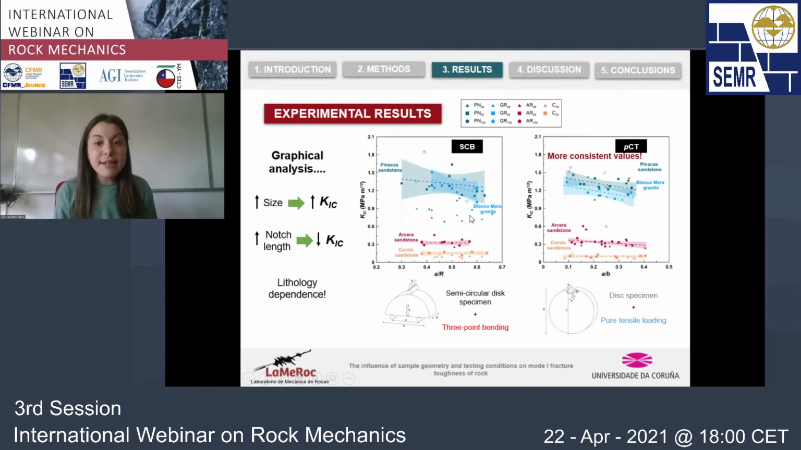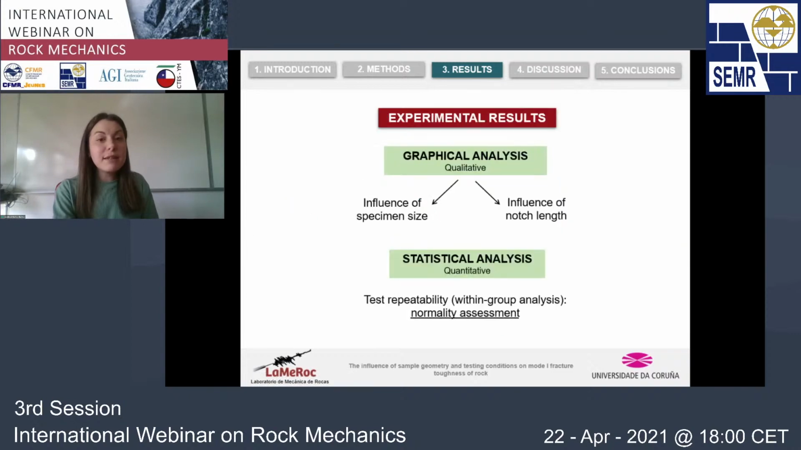But there is something really interesting about this, and it's that we also observed that there was a lithology dependence, that the effect of specimen size and the effect of notch length was not the same for the 4 lithologies that we have used. And it seems, at least apparently from the graphs, that the effect might be higher for the harder materials. But with this graphical analysis, we could only have a qualitative estimation of the influence of these effects. So we thought that it was a good idea to perform a statistical analysis to quantify these effects.